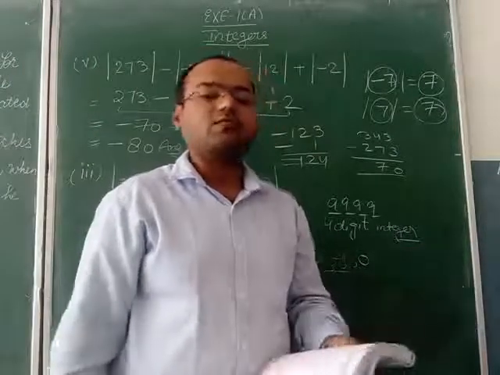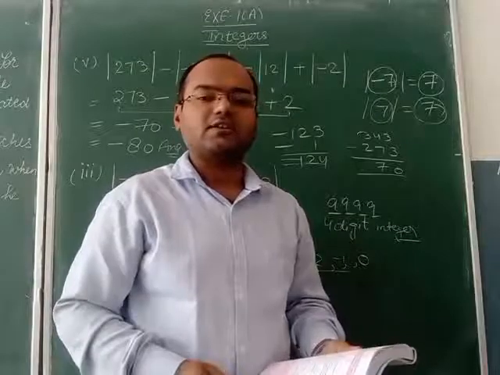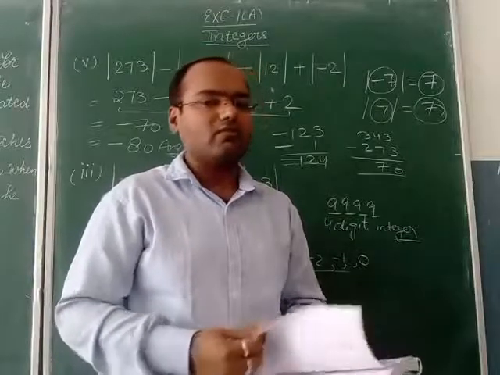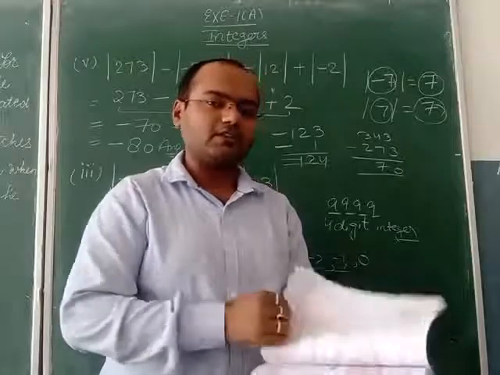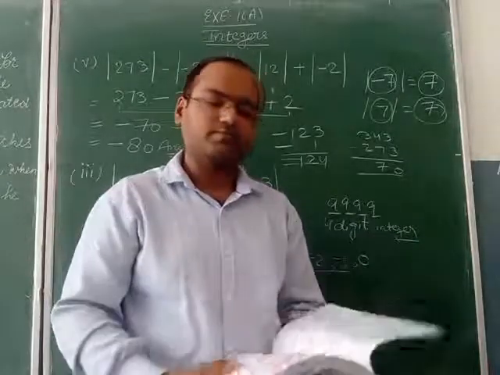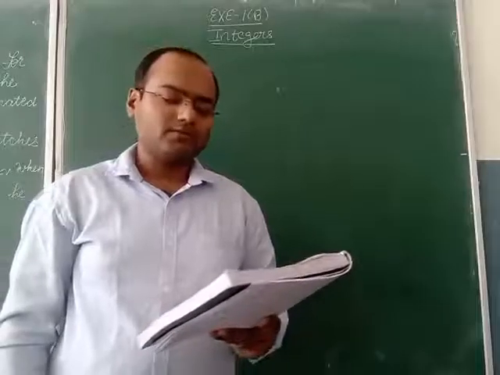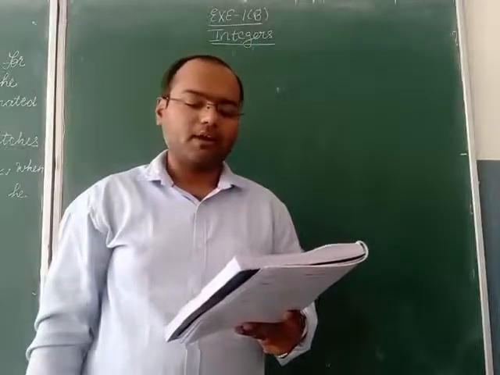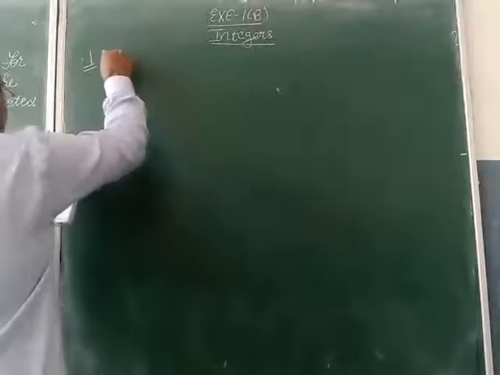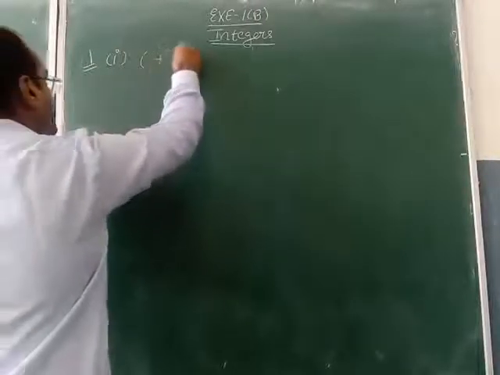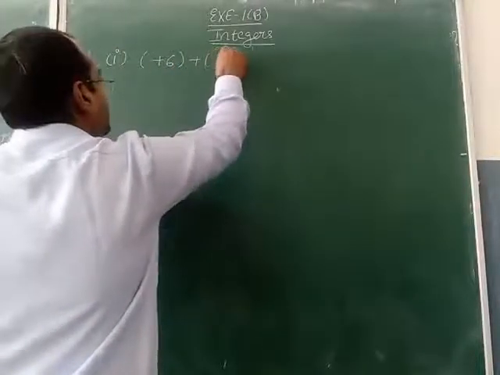So this exercise is over now. You all have to finish this exercise in your fair notebook. Now we will start exercise number 1B. Exercise B we will start now. Question number 1: Add the following using number line. First question, first part: plus 6 plus 2.